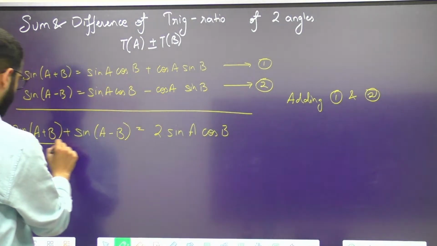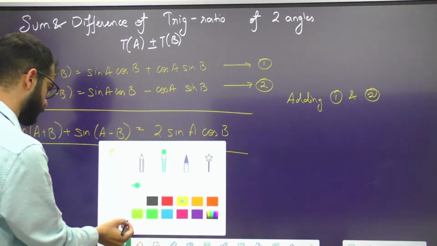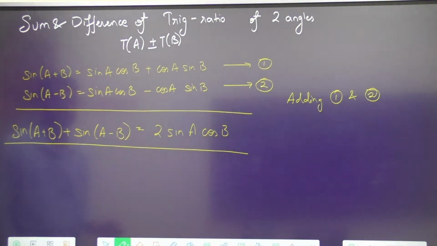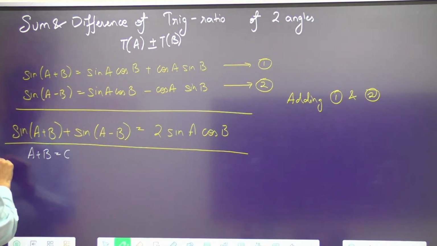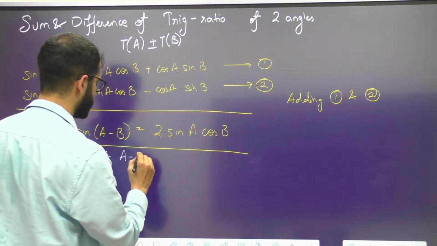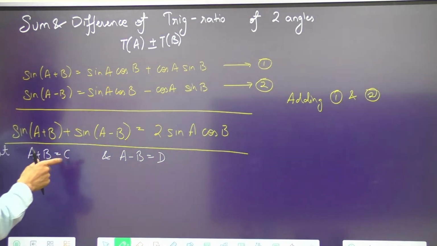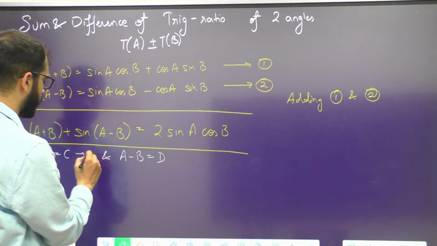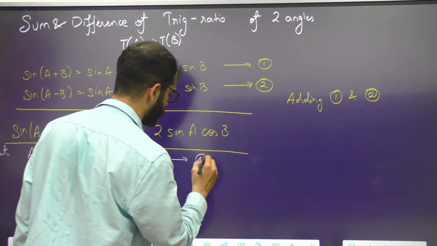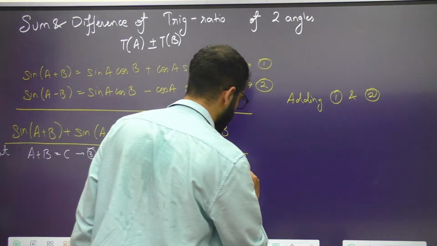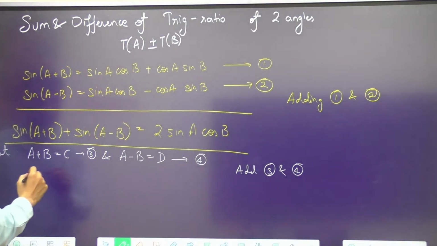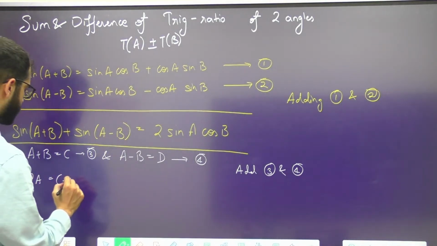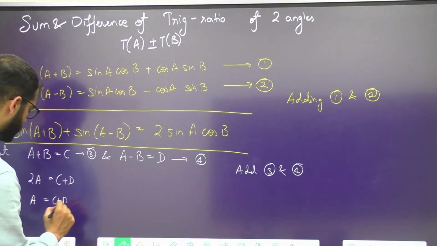Now let's quickly see how I can simplify this expression. If I substitute, let's say that A plus B is equal to C and A minus B is equal to D. I'll call this my third equation and this is my fourth equation. Let's add equations 3 and 4. On the LHS, I'm going to get twice A is equal to C plus D, so A is equal to (C plus D) upon 2.